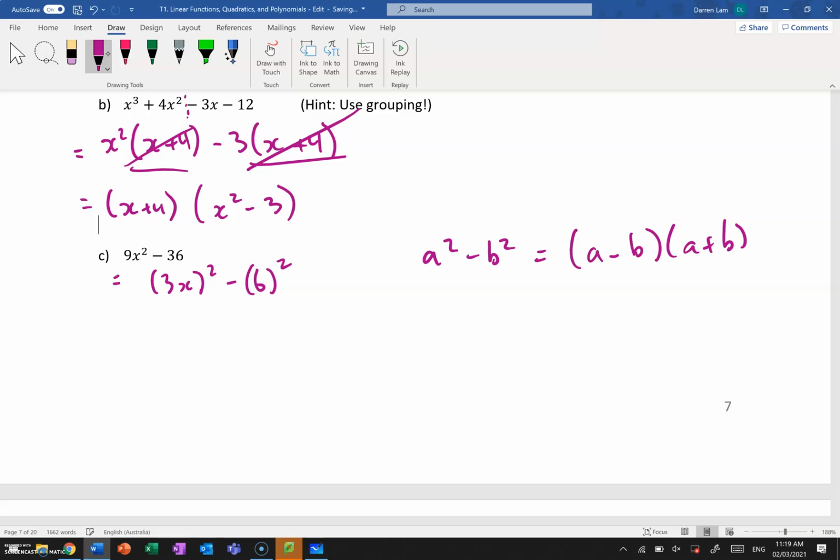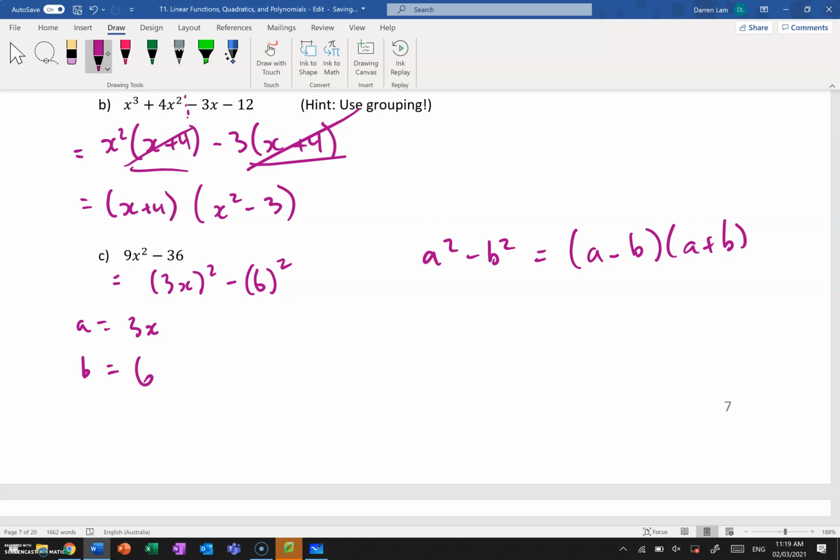Now does it matter if I write minus or plus first? For example, is that different from a plus b, a minus b? No, it's the same thing, right? So let's ignore that, let's just use one of them. I've got a squared minus b squared. Let's define a equals to 3x and b equals to 6. Are we okay with that?